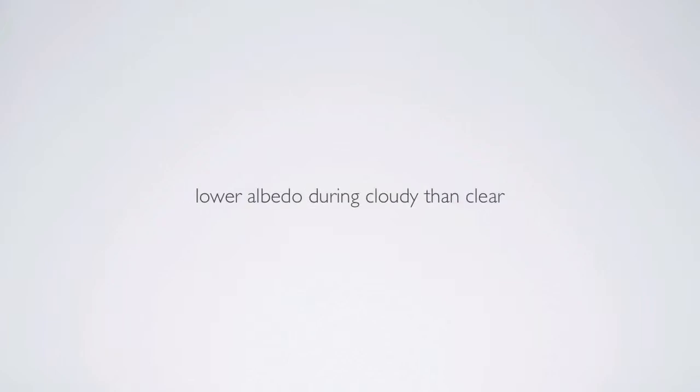In addition, you'll have lower albedo during cloudy than clear, and the reason for that is the same general principle, that during cloudy we have a lot more diffuse light, which means a lot more light is coming at a relatively low angle than in a clear day, when more of it is coming from an angle that's perpendicular to the surface.